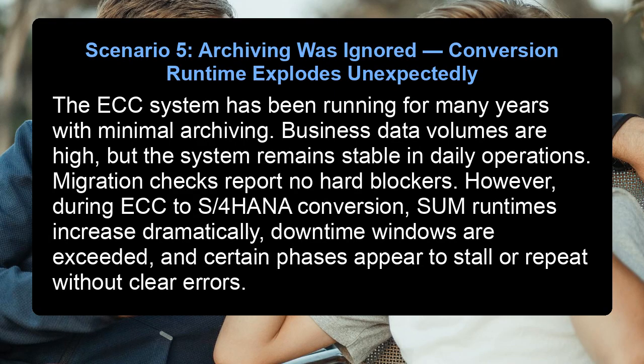Scenario 5: Archiving was ignored. Conversion runtime explodes unexpectedly. The ECC system has been running for many years with minimal archiving. Business data volumes are high, but the system remains stable in daily operations. Migration checks report no hard blockers.